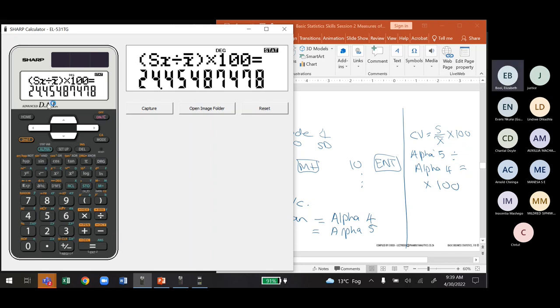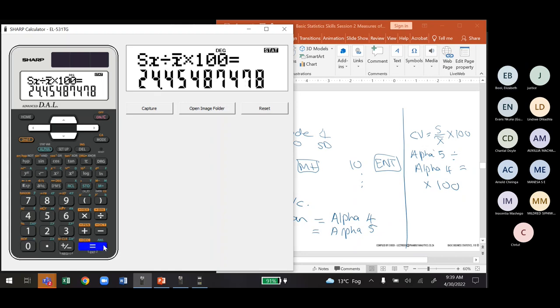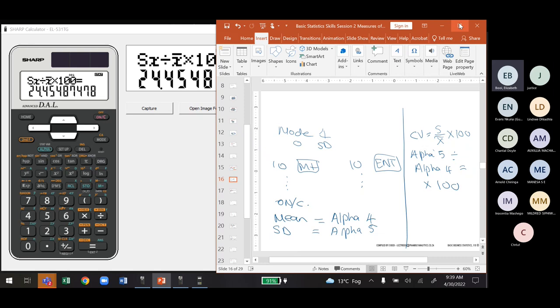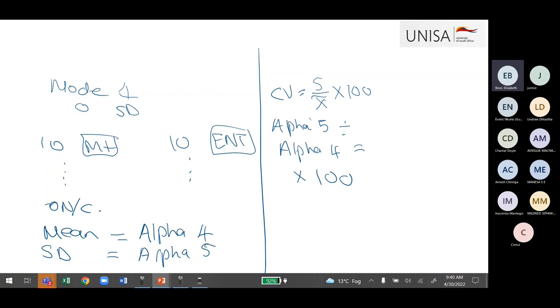Which is 24.45. Or even when you don't close it, because it's a multiplication, BODMAS says division and multiplication have the same priority, you work from left to right. So it will not make any difference. Alpha 5 divided by alpha 4 multiplied by 100 will still give you 24.45 because of BODMAS's rule. Okay, and that is how you find the mean, the standard deviation, and the coefficient of variation. So let's go back to our presentation.